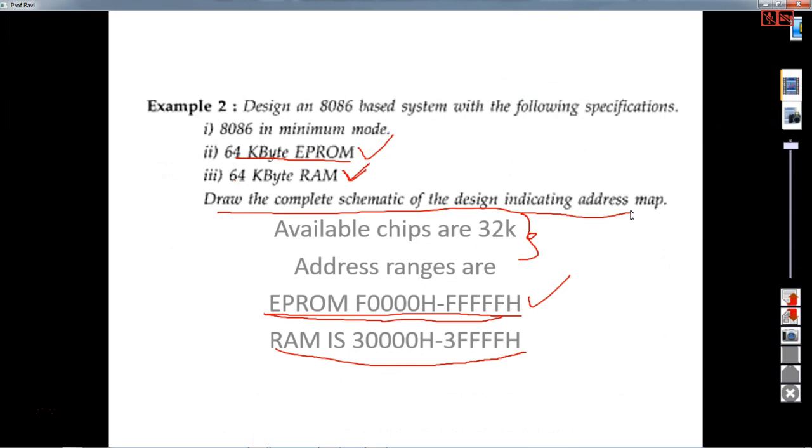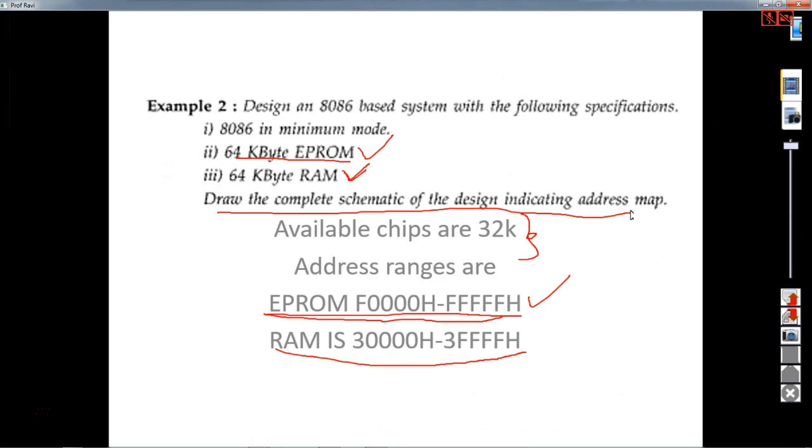Here you have 64 kilobytes of RAM, so now let us try to interface the RAM. A0 and BHE are two signals we can use for the even bank and odd bank. The 8086 memory is segmented into an even bank and an odd bank. So we have two chips of 32K each, which makes 64K. So two RAM ICs are there and two EEPROM ICs are there, each of 32K. Now we have to map the address, like the RAM location should be mapped 30000 to 3FFFF.